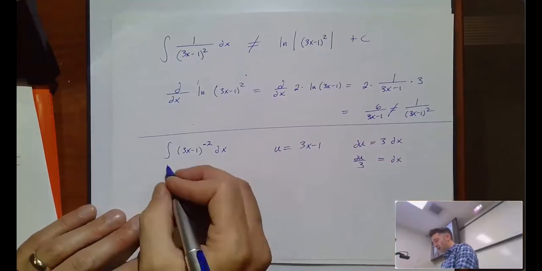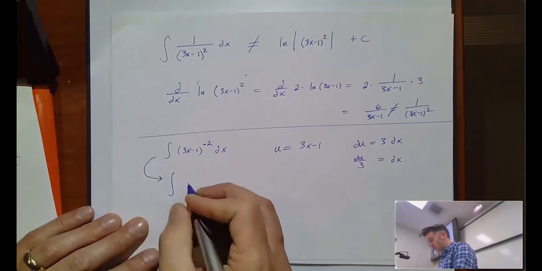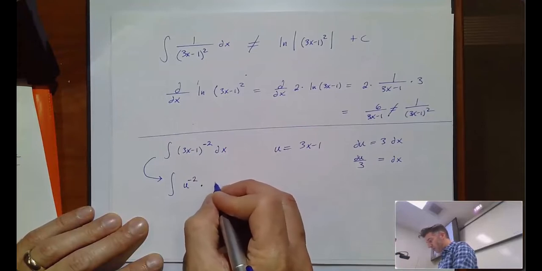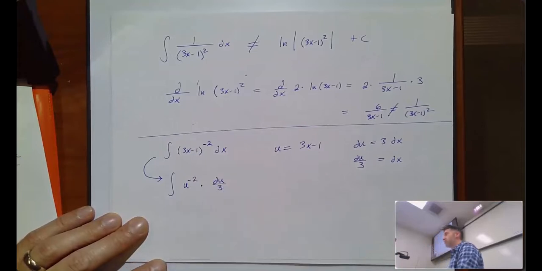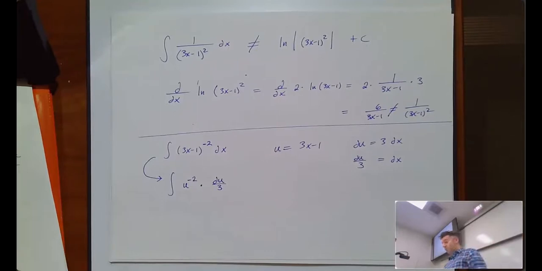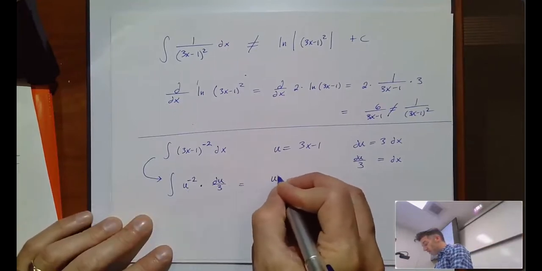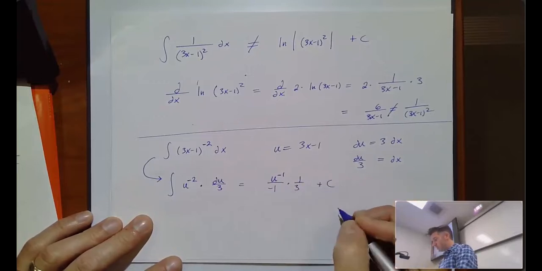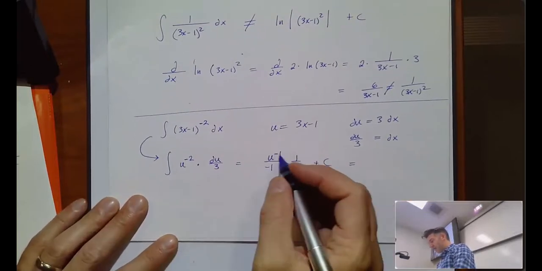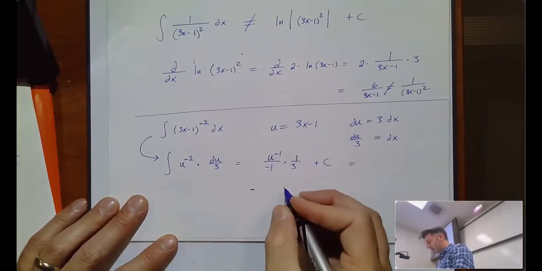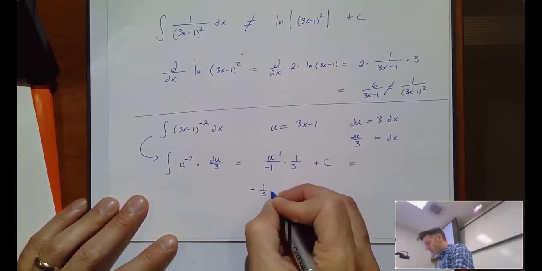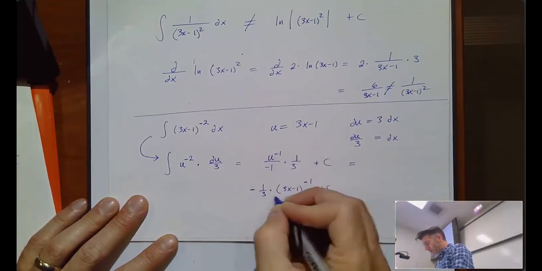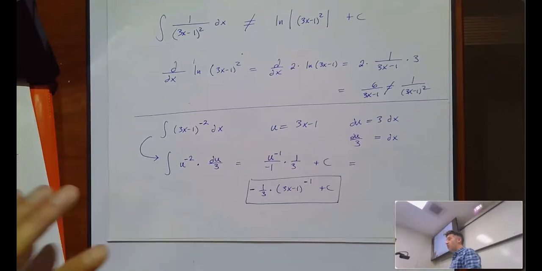When we start replacing stuff, this is just going to equal the integral of u to the minus second times 1/3 du, or du over 3. And that's just a straight anti-power rule. The antiderivative of u to the minus second is u to the minus first over minus 1 times 1/3 plus c, which is going to equal, I would probably rewrite this as negative 1/3 times 3x minus 1 to the negative 1. No logarithms in sight.